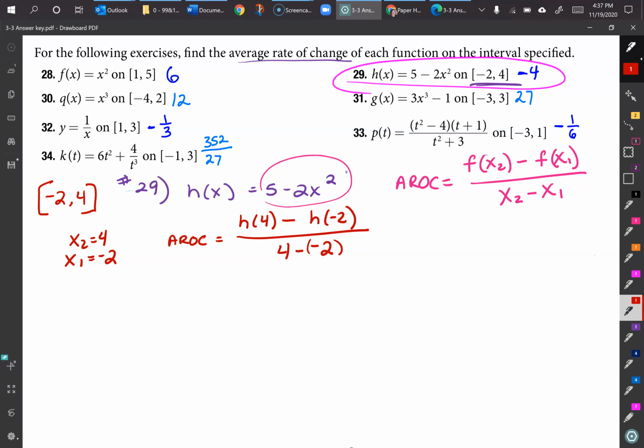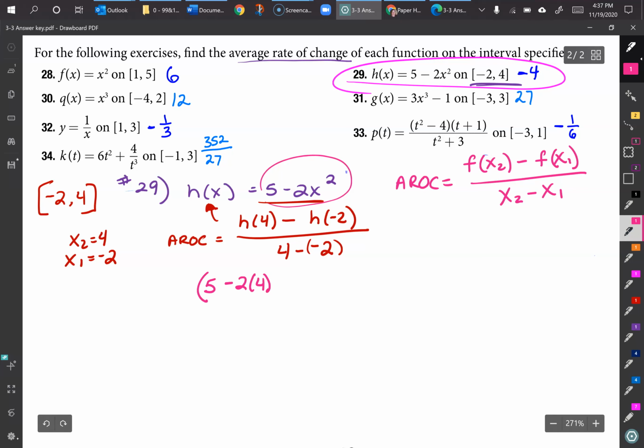But this is not that simple. It's not just calculating the numbers. I have to figure out these values based on my h of x that I'm given, based on my function here. So I'm going to plug this 4 into the 5 minus 2x squared. I would plug in 5 minus 2 times 4 squared. So that's my first piece, h of 4.